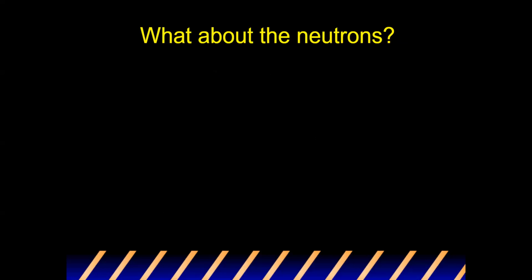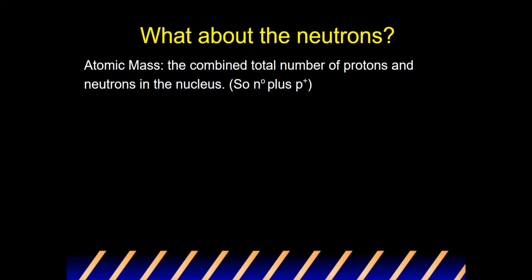How about the neutrons, our last subatomic particle? This one is a little bit more difficult to figure out, but not too difficult. Let's look at the atomic mass. The atomic mass is the combined total number of protons and neutrons in the nucleus. So it has a similar definition to atomic number, but it has an additional subatomic particle, the neutrons, inside of the nucleus.